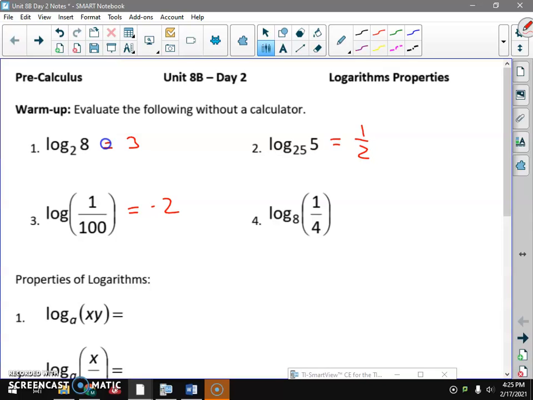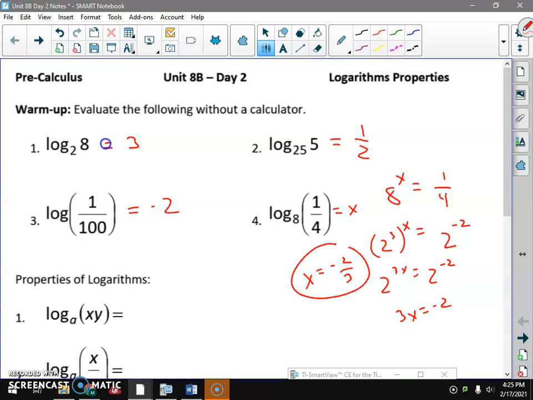And this one's a tough one. Let's put an x here, and I have 8 to the x equals 1/4. What did we say? We're going to get the bases the same. 2 to the third to the x equals, what's 2 for 1/4? 2 to the negative second. 2 to the 3x equals 2 to the negative 2. 3x equals negative 2. x equals negative 2/3. Interesting. Very nice. All right.